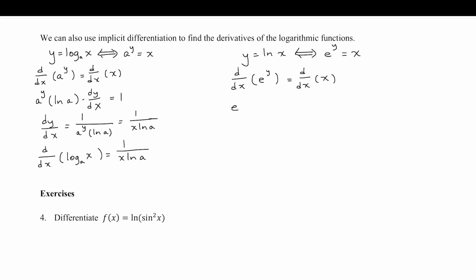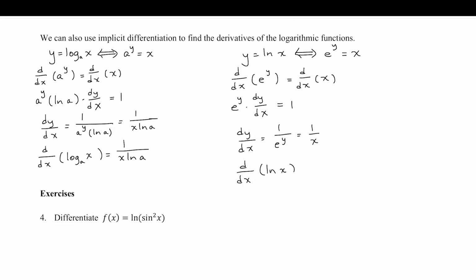And on the left-hand side, the derivative of e to the y with respect to x is e to the y, technically times the natural log of e, but I don't have to write that because I know the ln of e is 1. But the chain rule says I have to also multiply by the derivative of that exponent, dy dx. Of course, on the right-hand side, the derivative of x with respect to x is just 1. So now, to find dy dx, I divide both sides by e to the y. But if I look back at the top where I started here, e to the y is equal to x. So I can write that as 1 over x.